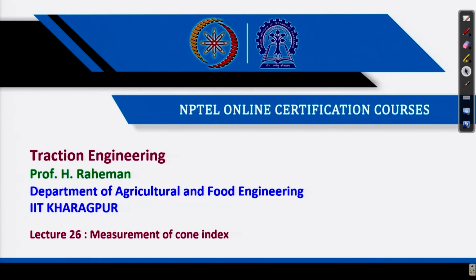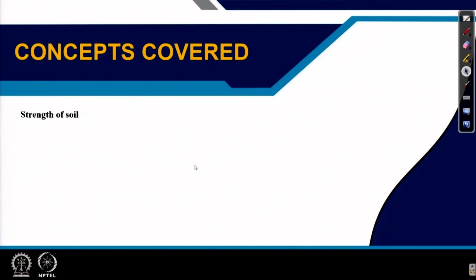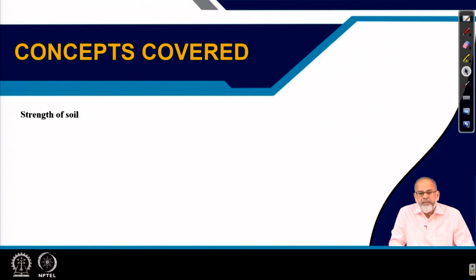This is lecture 26 where I am going to discuss how to measure the cone index. The concept will be the strength of soil. Cone index basically represents the strength of soil, and we are interested in measuring it because in traction related studies, it is the soil and wheel interaction which results in development of tractive force. So what is the strength of soil? That will indicate the tractive force that will be developed.